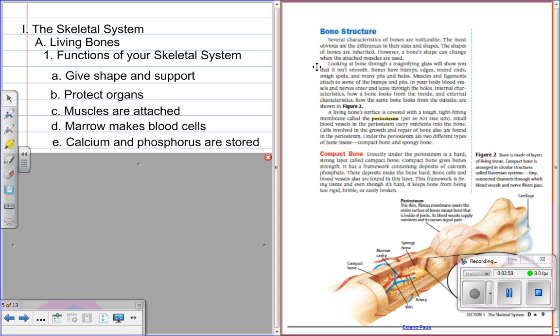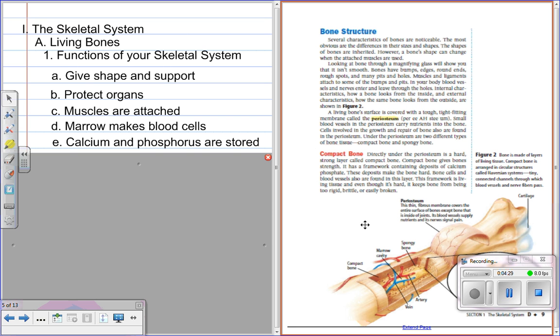Looking at bone through a magnifying glass will show you that it isn't smooth. Bones have bumps, edges, round ends, rough spots, and many pits and holes. Muscles and ligaments attach to some of the bumps and pits in your body. Blood vessels and nerves enter and leave through the holes. Internal characteristics, how a bone looks from the inside, and external characteristics, how the same bone looks from the outside, are shown in figure 2.